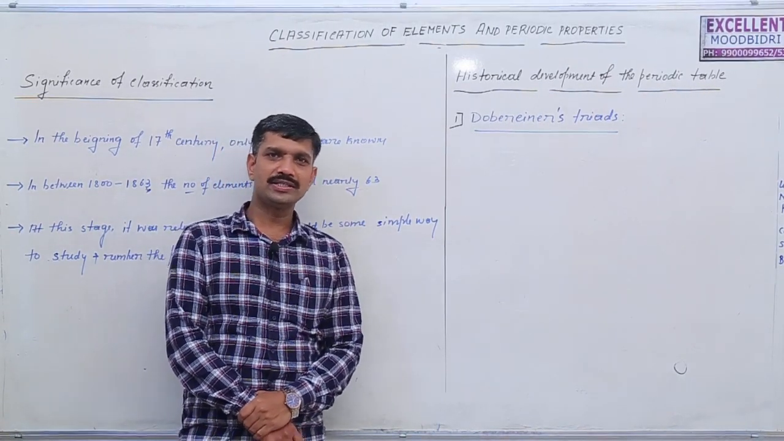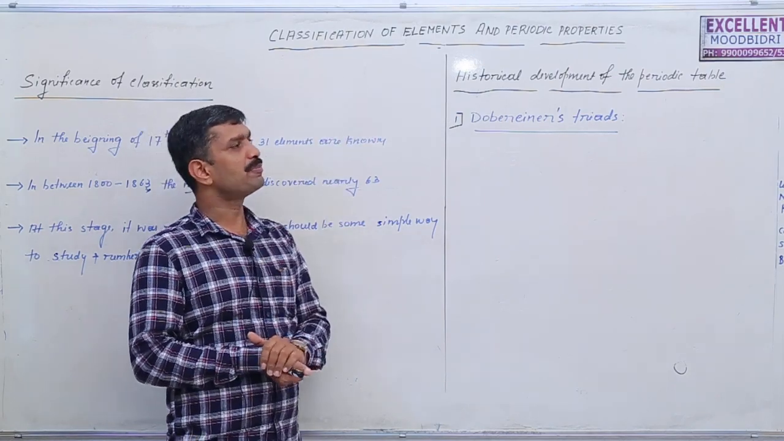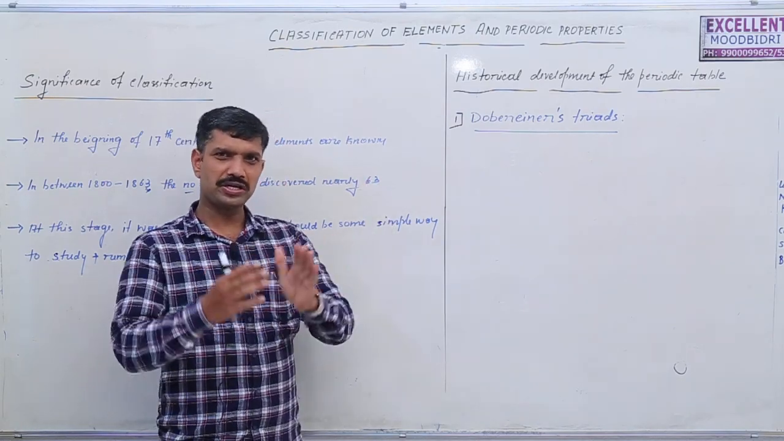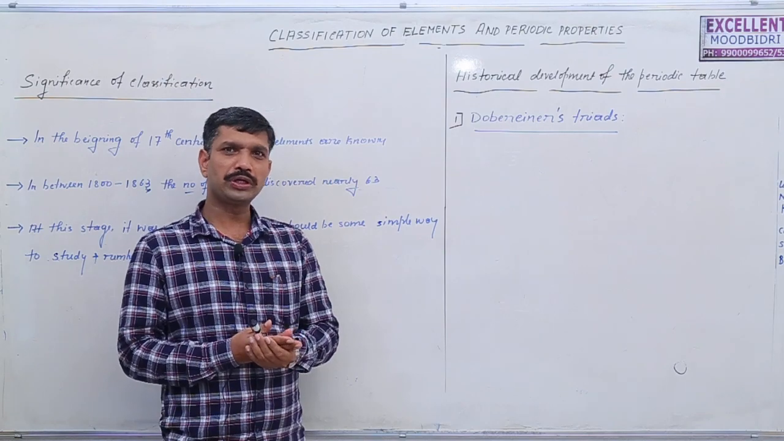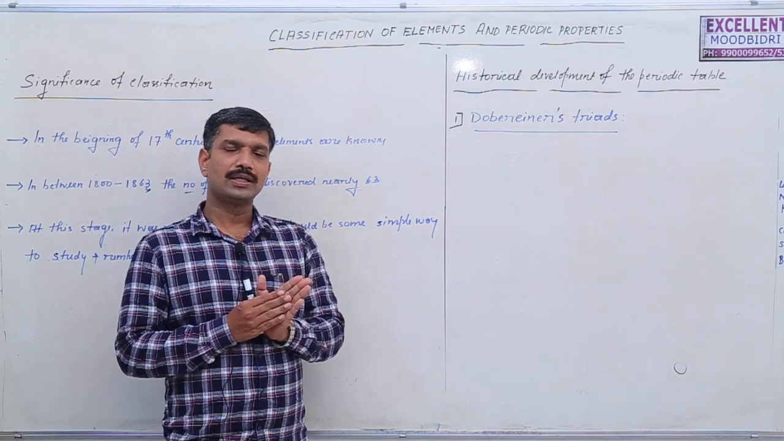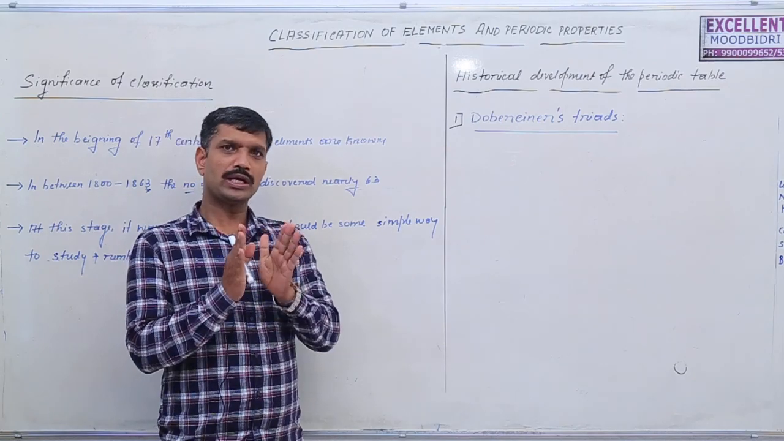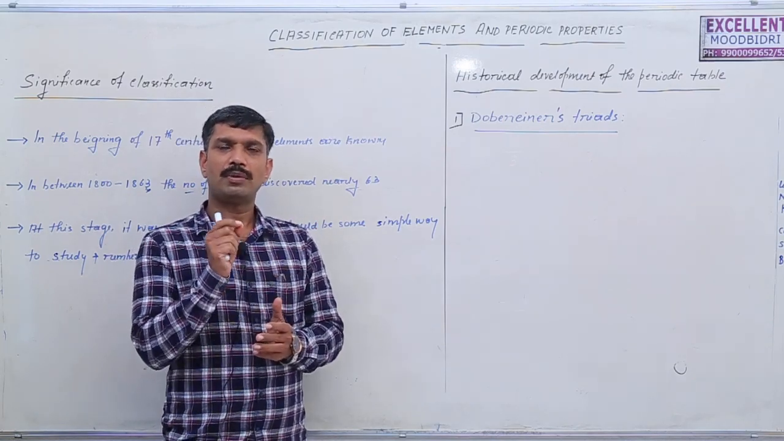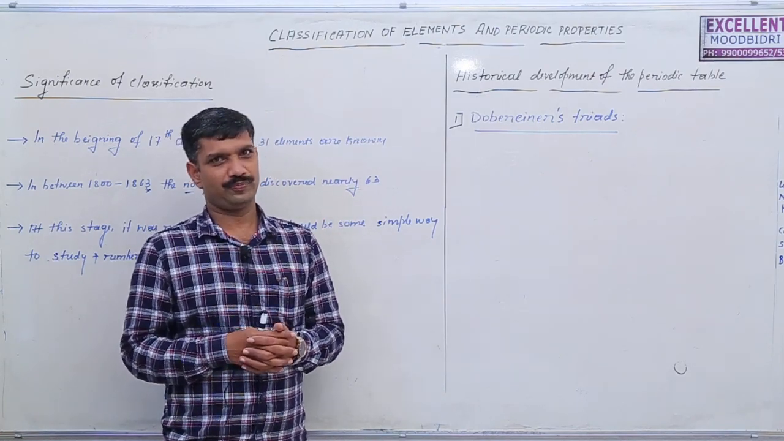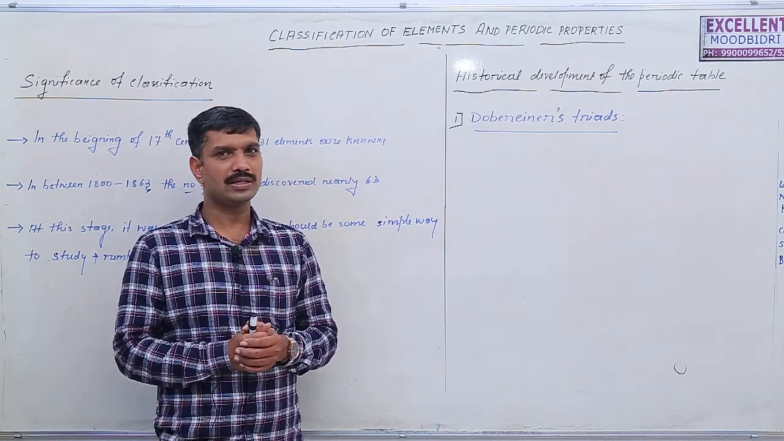Hi students, in this session I want to discuss one more important chapter, classification of elements and periodic properties. Periodic property is studied in the lower classes. We know what the periodic law is, Mendeleev's periodic law. Actually, the modern periodic law is based on the physical and chemical properties of the elements on the basis of atomic number. The modern periodic table is based on the atomic number, but Mendeleev's periodic law is based on the atomic mass. The modern periodic table consists of a total of 7 periods and 18 groups.